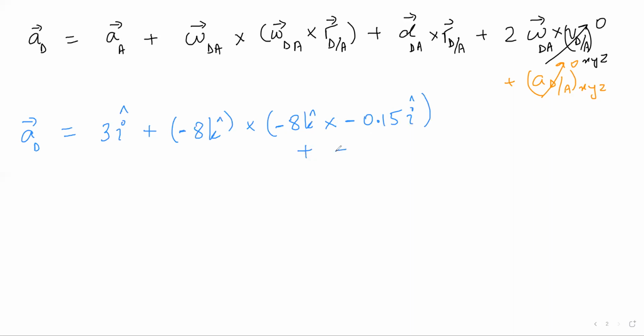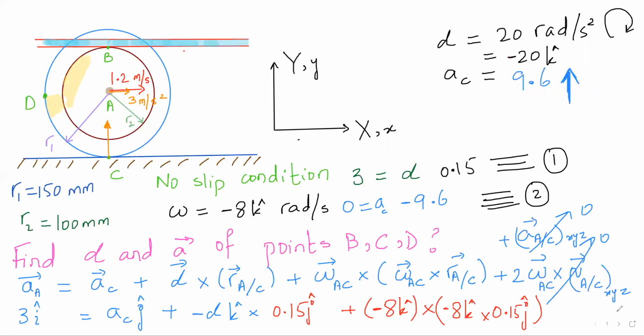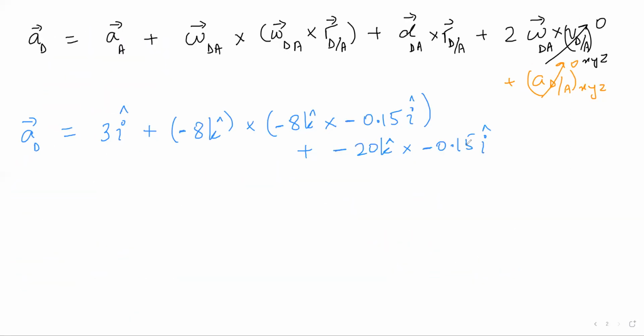Alpha minus something, we got 9.6 K, into the position of D with respect to A. Alpha is 20, 0.15 in the negative. We did get the 20, right? Okay, good. Alpha cross r plus 0 plus 0. The zero terms are not even needed. Don't even write them. Nobody writes these terms.